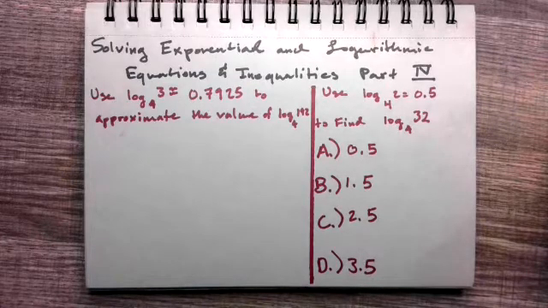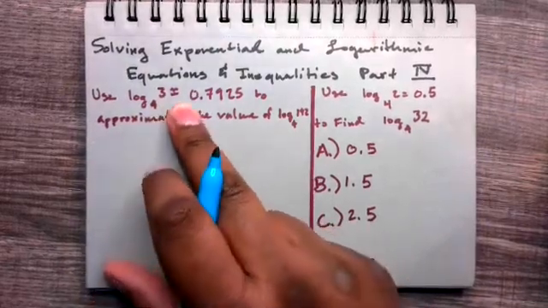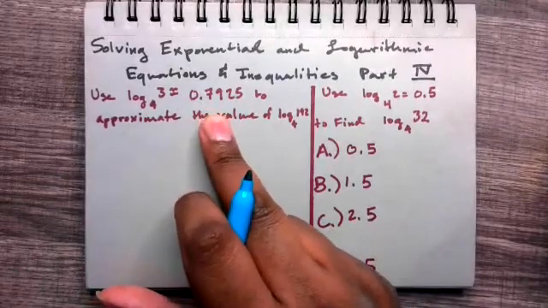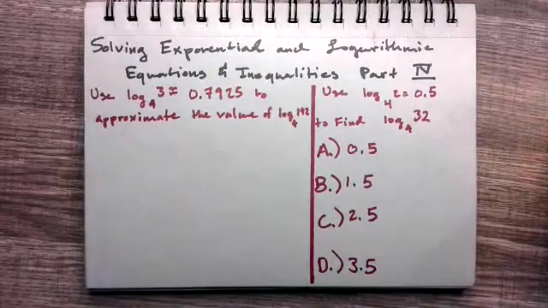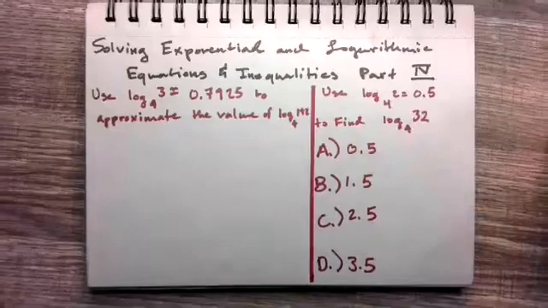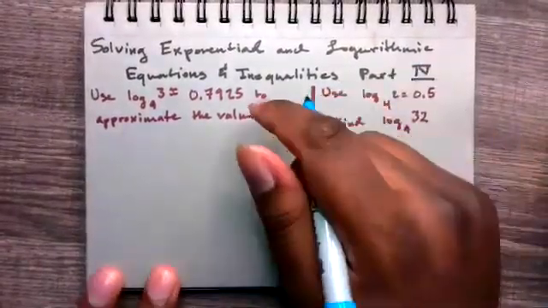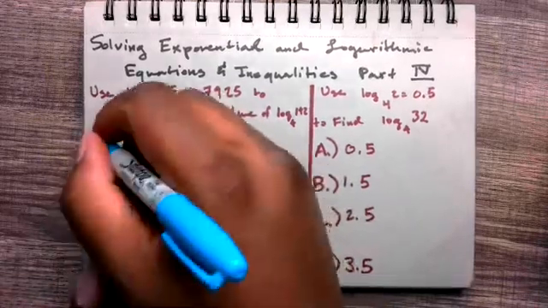Basically, on this one, we've got: if log base 4 of 3 is about 0.7925, we're going to use that to approximate the value of log base 4 of 192. I don't know if you can see that well, but log base 4 of 192. To do this, we're going to need the product rule for logarithms.